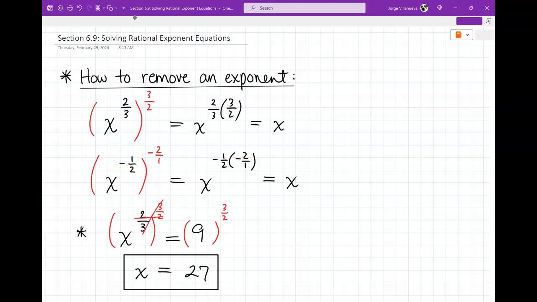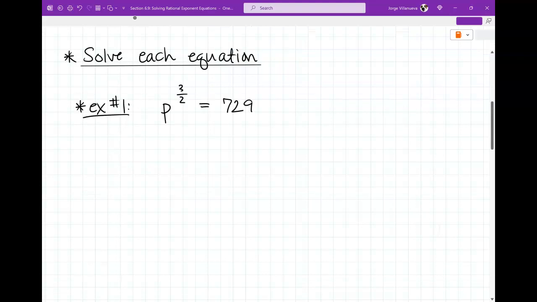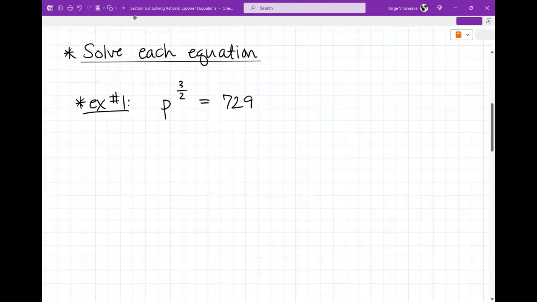So in order to get rid of it, you're going to raise it to its reciprocal power, but on both sides, okay? And that's how you do the solving. Now there might be some problems where you have to add and subtract on both sides first, and maybe divide by something on both sides first to clean it up. But once we clean it up, then we'll just use this little trick, okay? So here we go. This is very similar to the one that we just did, right? It's just solving each equation. Example 1, p to the 3/2 equals 729.